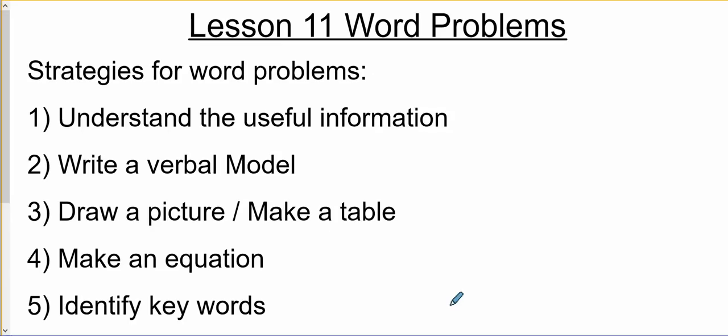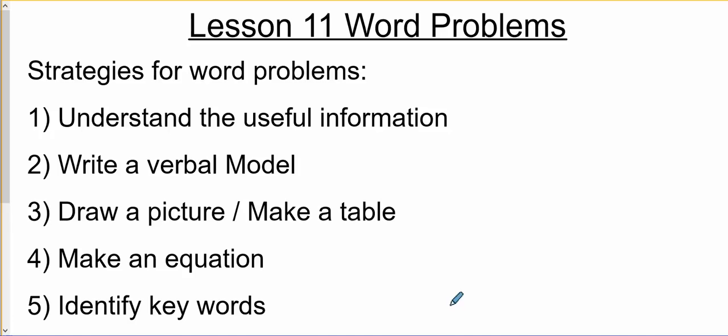So today is lesson 11, which is word problems. So first, some strategies to solve word problems. And this isn't in any order, and there's way more strategies than this, but these are a couple of them that I use on a regular basis. The first strategy is I want to try to understand or pick out the useful information. Sometimes there's information there, but it's not really having anything to do with the problem that we're trying to solve. So we'd call that erroneous information.